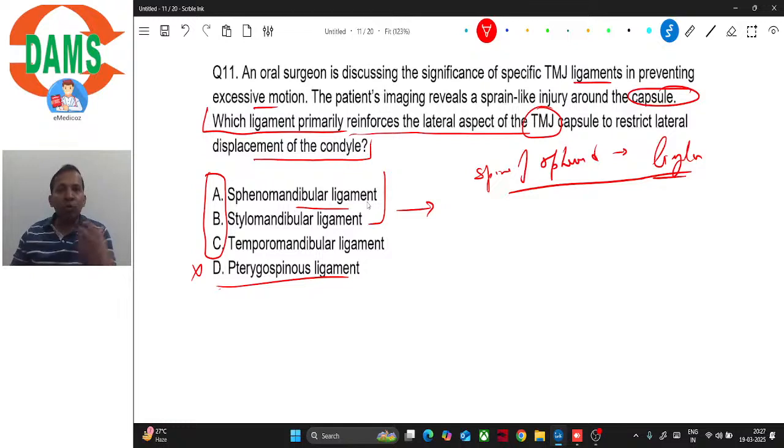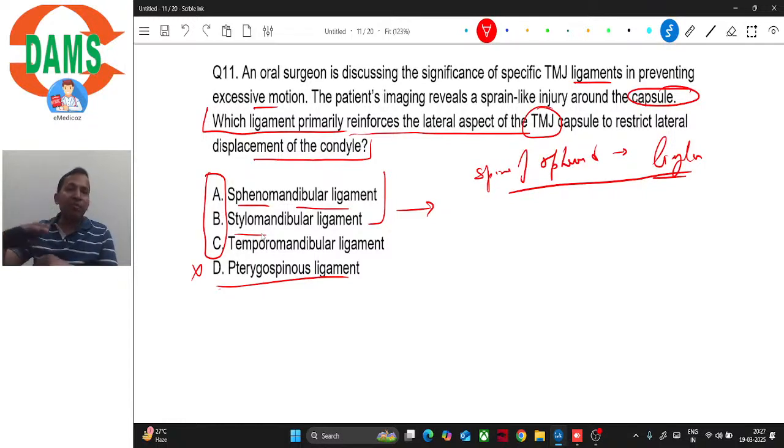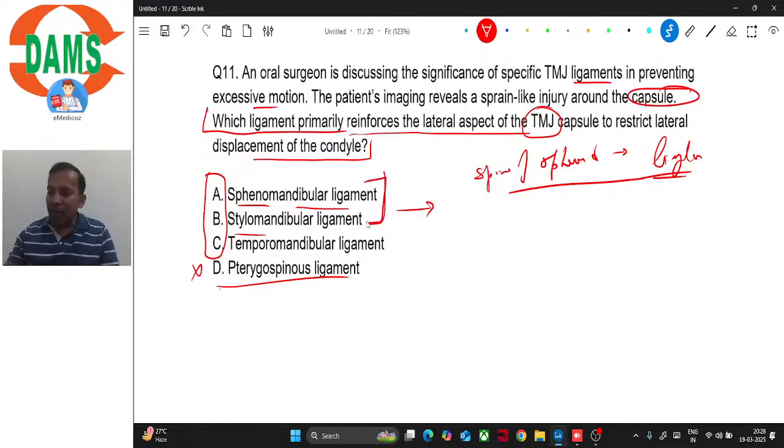Even if you don't know about them, just read their names. Sphenomandibular ligament, stylomandibular ligament, styloid process, sphenoid process. Both the styloid process and sphenoid process would be beneath the level of the condyle, somewhere around the lower border of the mandible. So these can't be your answers. D we have already ruled out. So even if you don't know about this particular ligament, you can easily rule it out, isn't it?